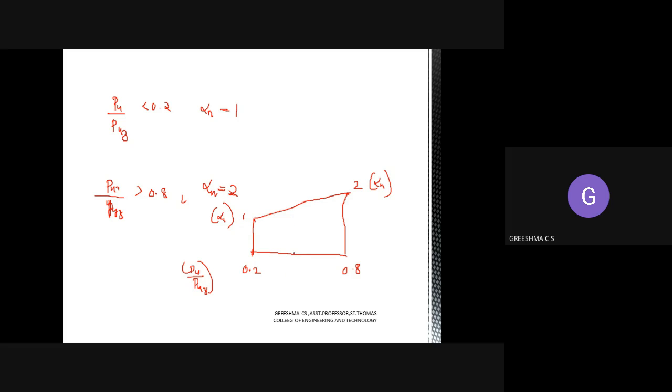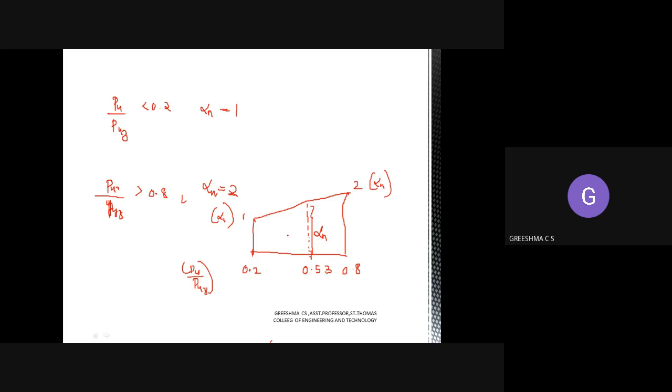So here Pu divided by Pu set is 0.53. So at 0.53, somewhere here you can mark. You have to interpolate and find out this value. So this will be your alpha n value for the problem. Are you getting confused? Okay, so interpolate and find out.